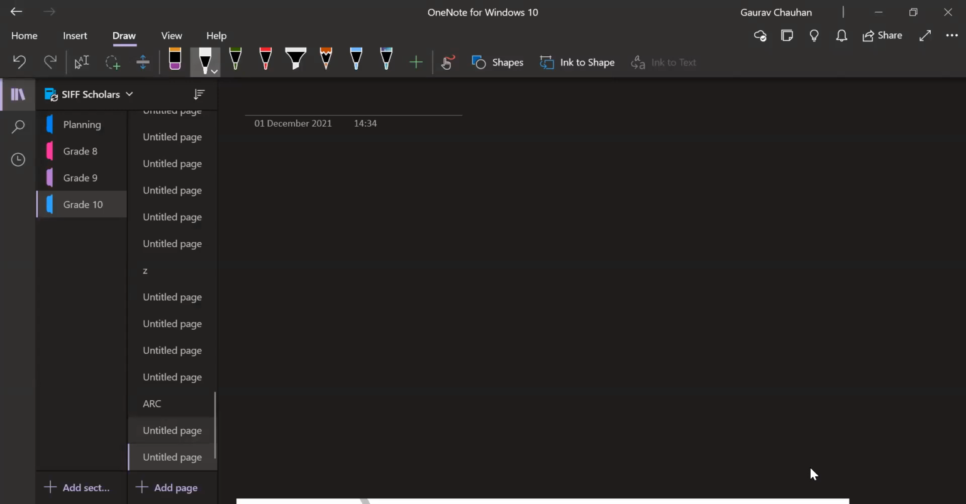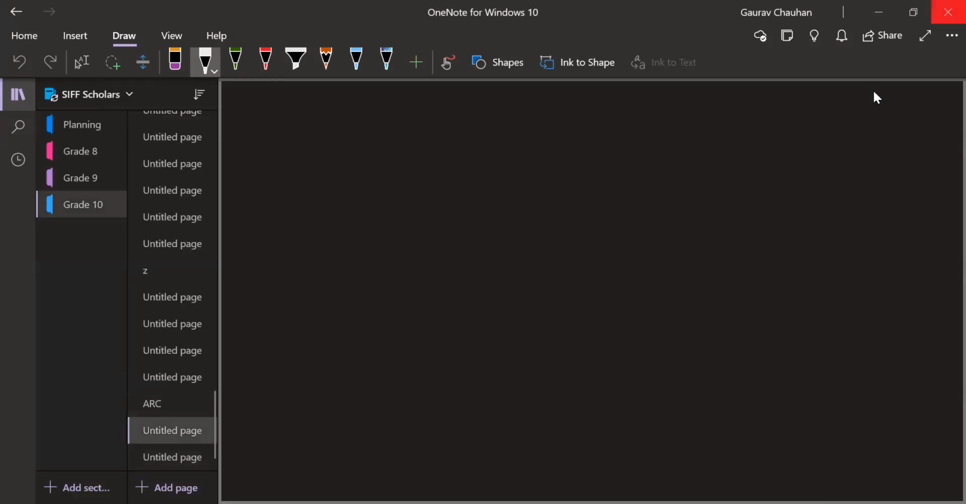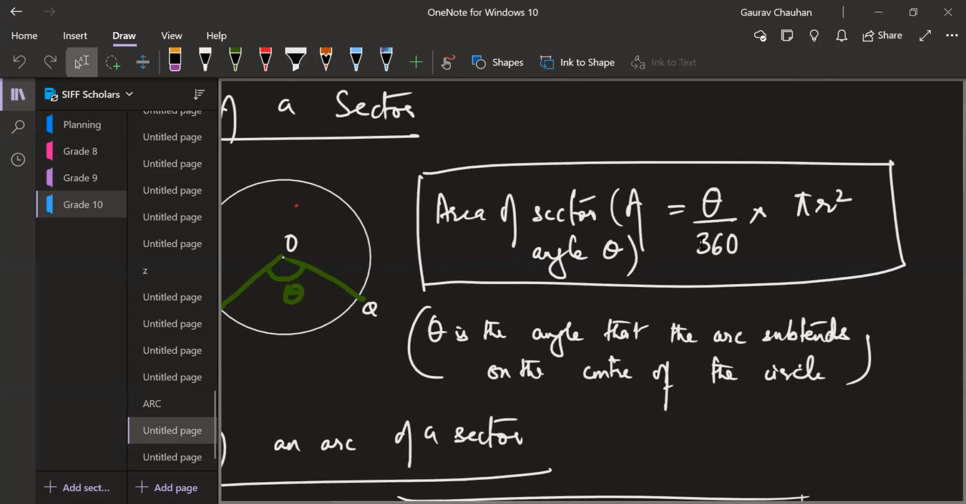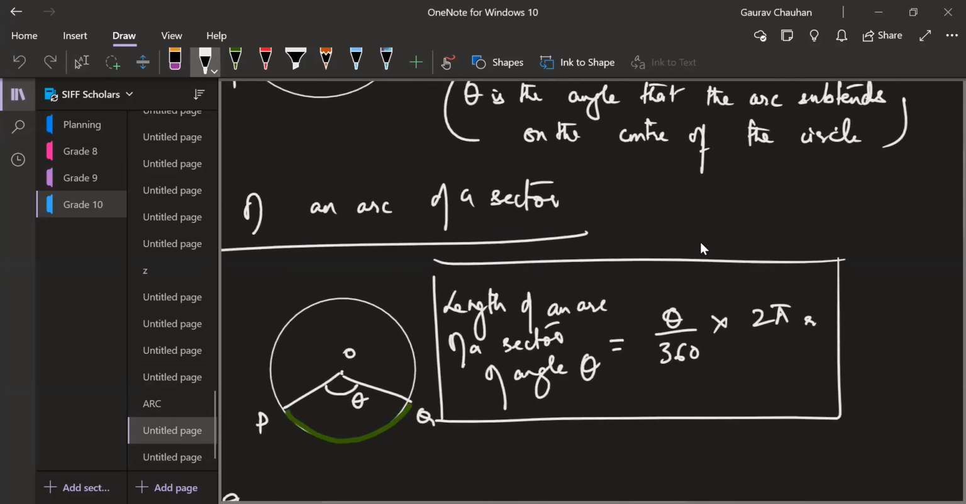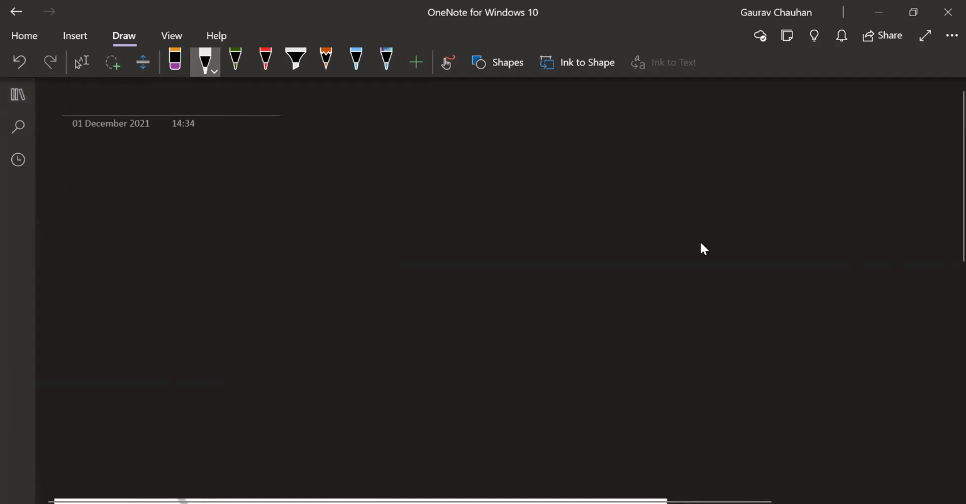All right, today what we want to see is area of a segment. Yesterday we saw area of a circle, area of a sector. Yesterday we saw area of a sector, that was theta by 360 into pi r square. We also saw length of an arc of a sector, theta by 360 into 2 pi r. Now we're going to move into area of a segment.